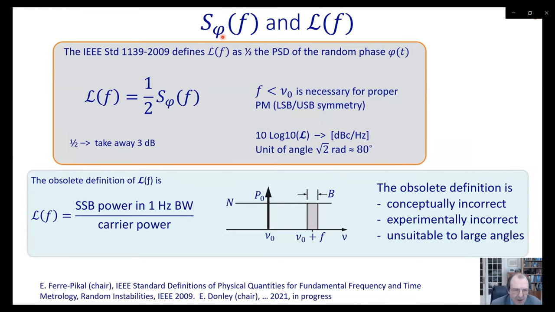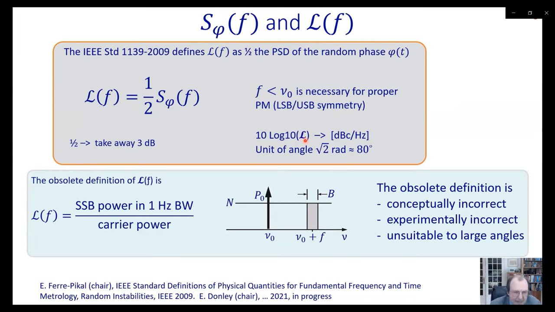But engineers traditionally use this quantity that is pronounced script L, function of frequency. And this quantity is defined as 1/2 times the power spectral density of the phase. And of course, the Fourier frequency must be less than the carrier frequency, otherwise you cannot have a proper upper and lower sideband to have modulation. This factor 1/2 means take away 3 dB, and script L is always shown as 10 times logarithm base 10 of L, and it is given in dBc per hertz.